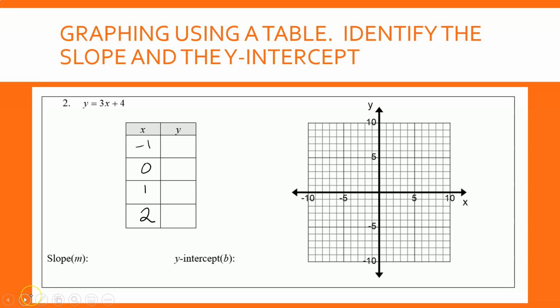All right, the next one. Because our slope is a whole number, let's do this first. The slope is the m, so we're going to fill that in. That's 3. Your y-intercept is your b. That's 4. So now, since slope is a whole number, I picked my typical -1, 0, 1, 2. I'm going to plug that in. So do your multiplication first. Y equals -3 plus 4.